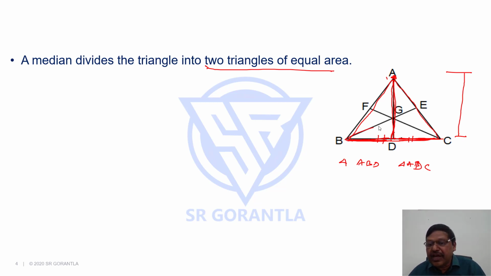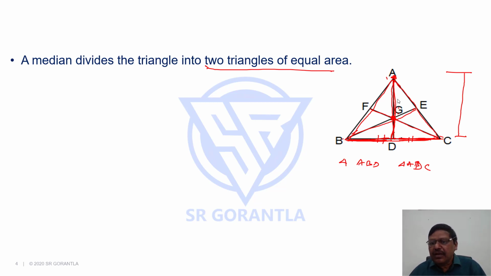Similarly, when you draw BE, it divides the triangle into two triangles of equal area, ABE and EBC. Or when I join CF, ACF and CFB are both of equal area. And when you draw all the three medians, they will meet at a point. That point is called the centroid. This G that I have written is the centroid. What is a centroid? What are its properties? We will discuss in one of the following sessions.